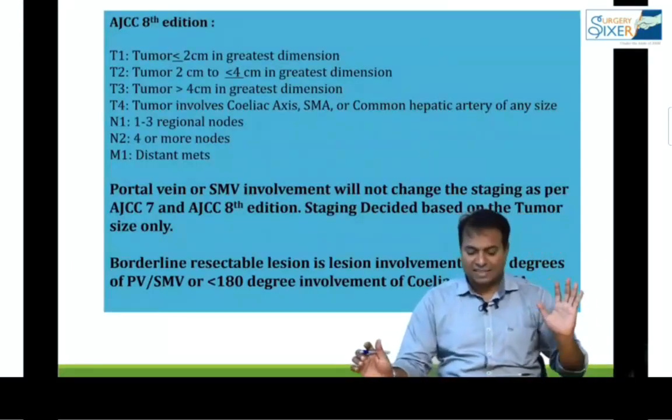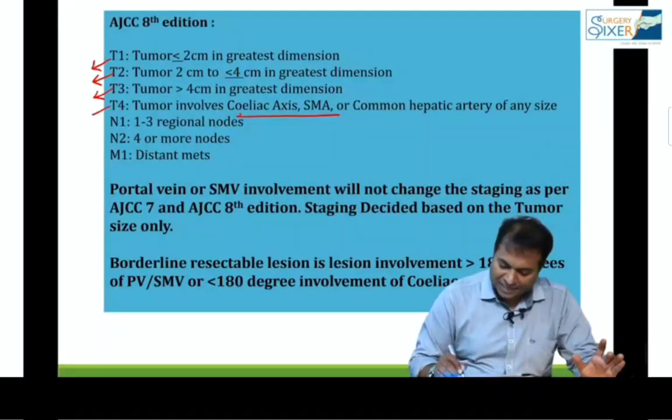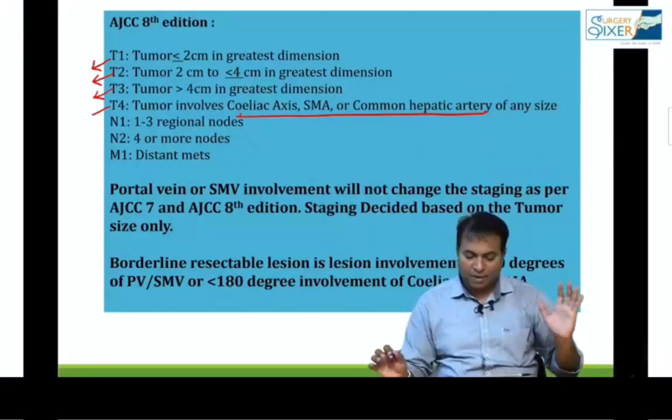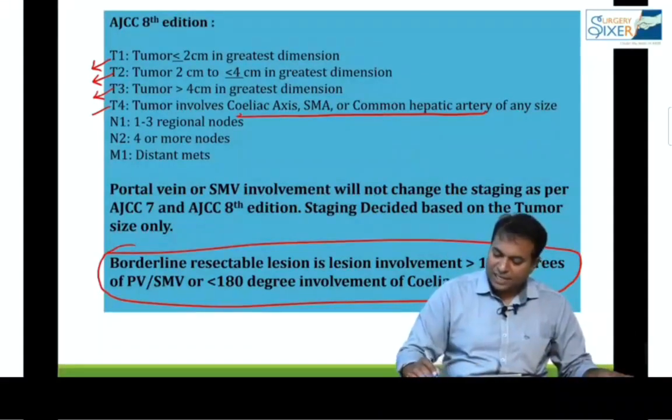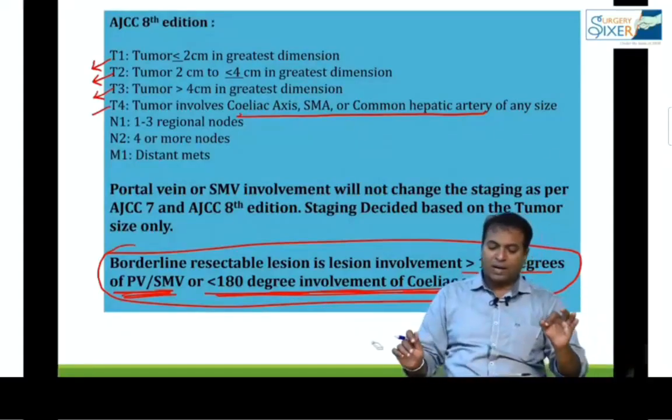So please don't forget, AJCC 8th edition, I already told you, T1 is less than 2 cm, T2 is 2 to 4, T3 is more than 4, T4 means involves celiac axis, SMA and common hepatic artery. So no need to know about nodes and all, just remember T staging. And what is borderline resectable lesion? If the lesion is involving more than 180 degree of portal vein and superior mesenteric vein or less than 180 degree of celiac axis and SMA, it is known as borderline resectable tumor.